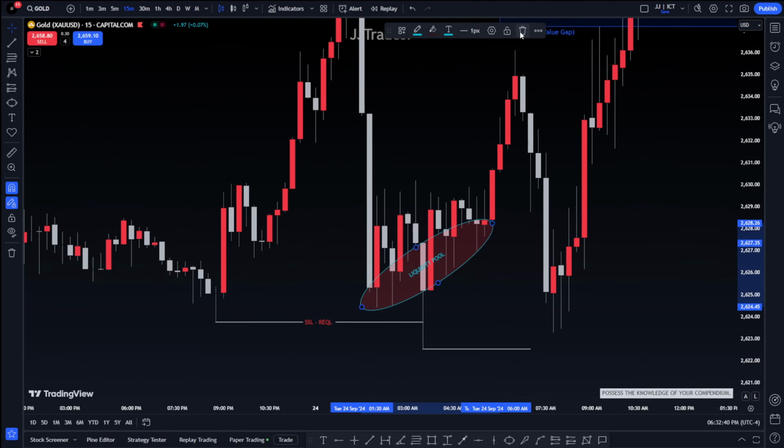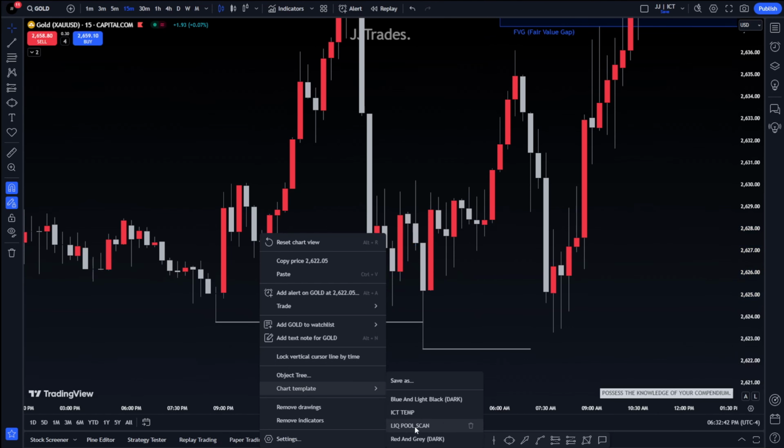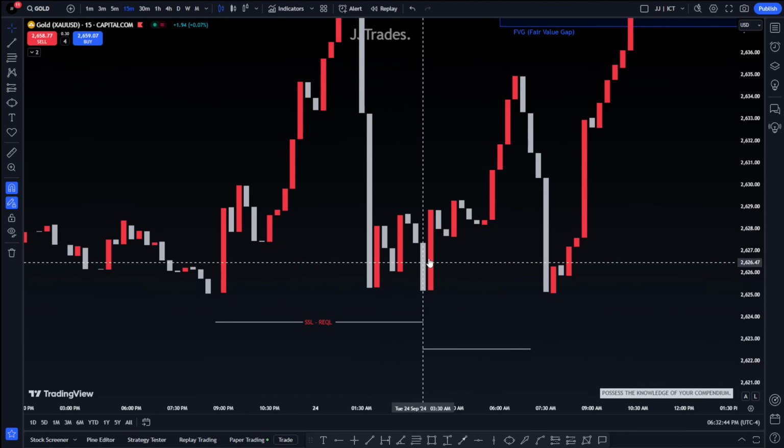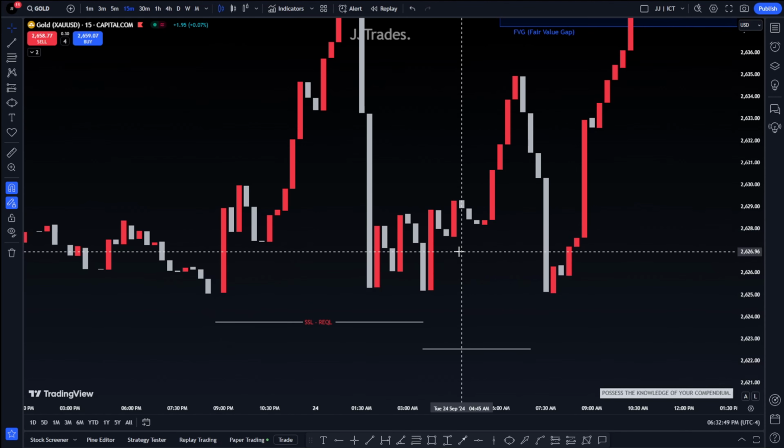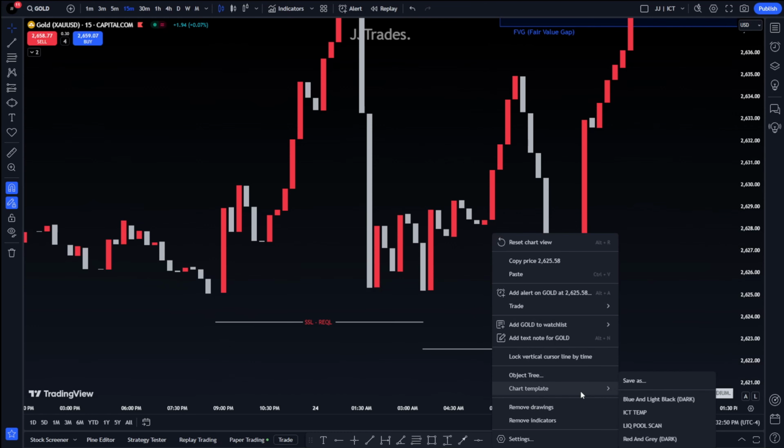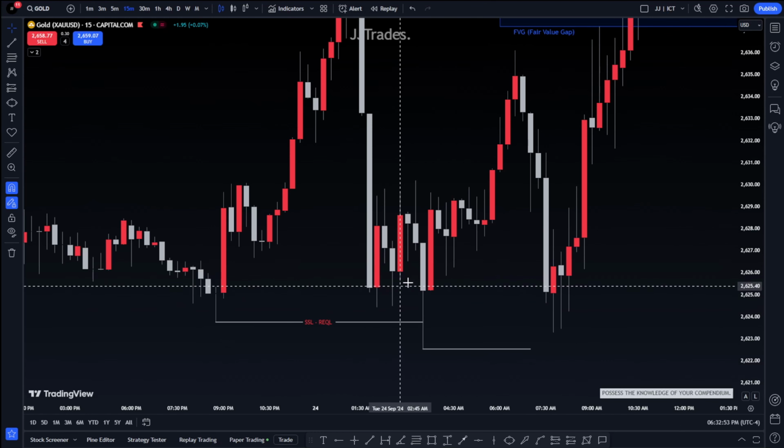Because look, let me show you something. Let me do liquidity pool scan. You see how all the bodies down here are really close to each other, right? And then if we throw it right back on, you see how the wicks are kind of close to each other too? But it's mainly the bodies. Focus on the bodies, okay? The bodies are the main thing.